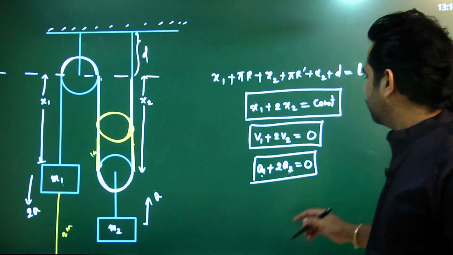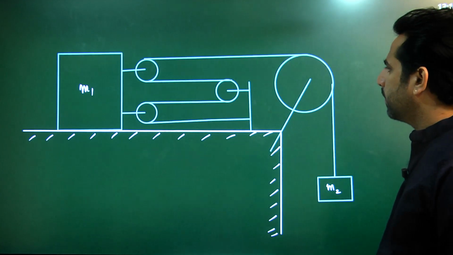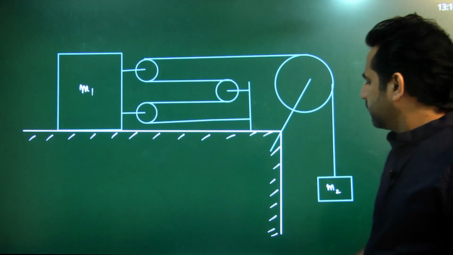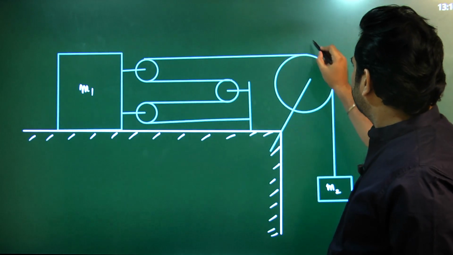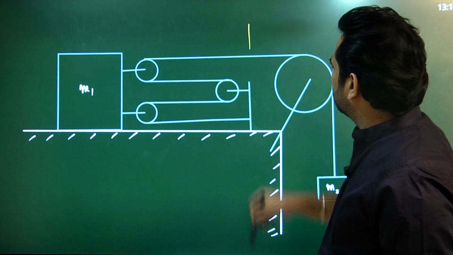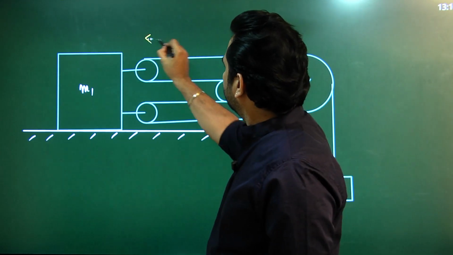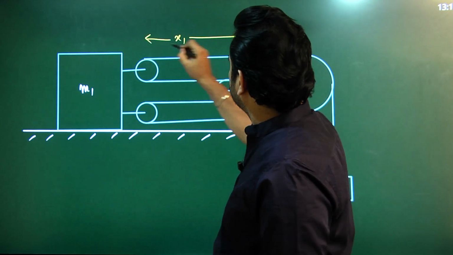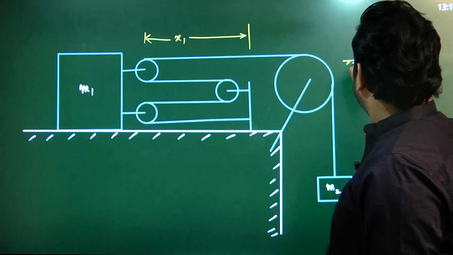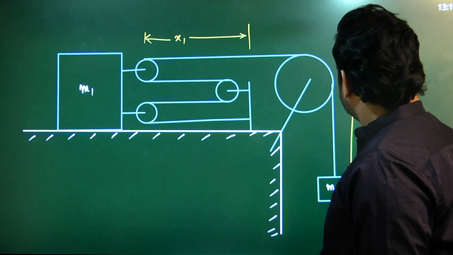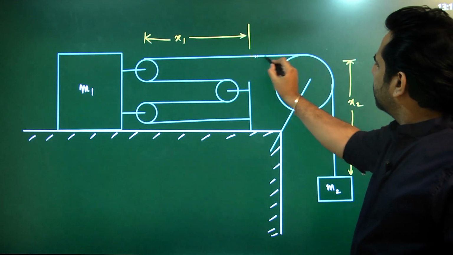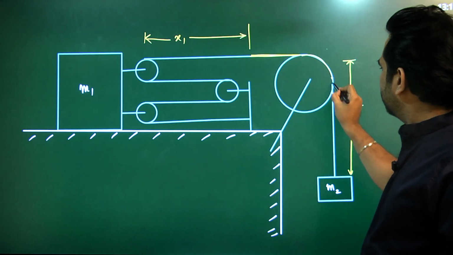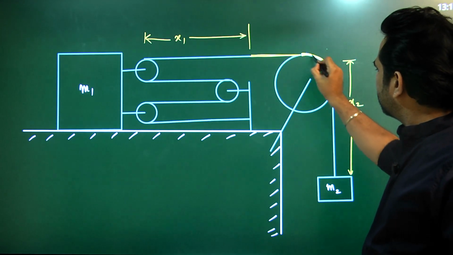All right. Now let us take another example. In this case, again, take a fixed reference line. From here, give variables. So let this distance be x1 and this be x2. This is the fixed reference level, and this length is anyways constant. It is remaining constant. This length on the pulley will also remain constant.